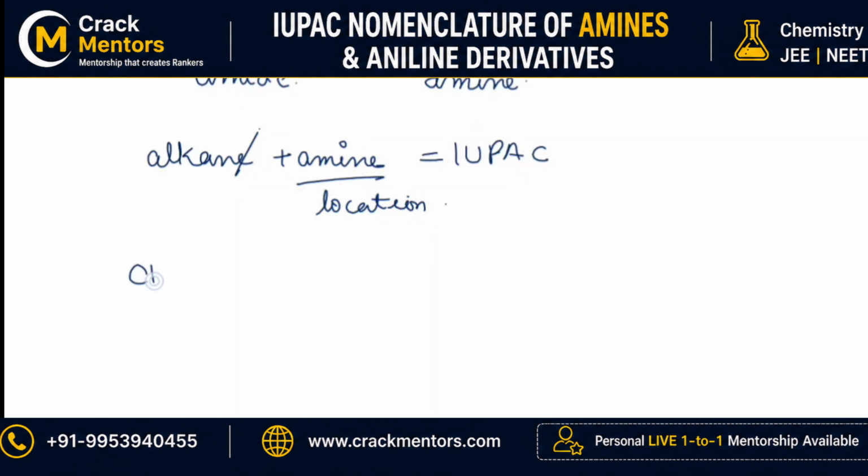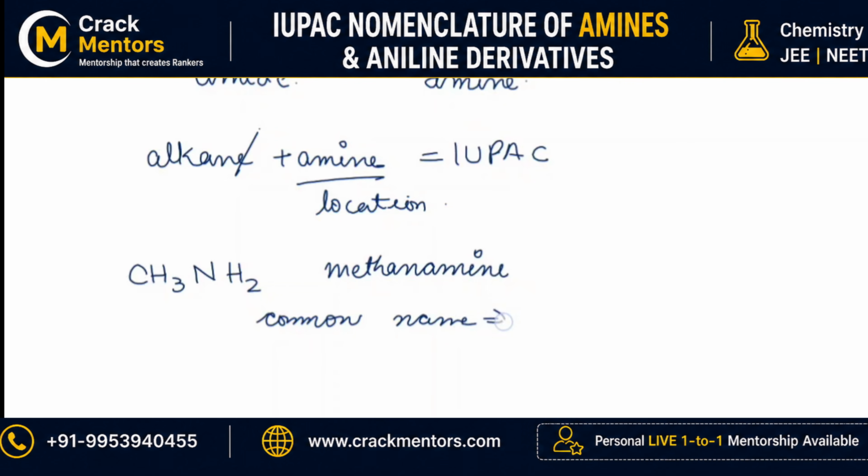So the very first compound in this is CH3NH2. So what will be its IUPAC name? Its IUPAC name will be methanamine, just following the directions for writing the IUPAC. If I ask you the common name, how will you write it? Common names are also very simple: you have to write the substituent as YL and then add amine. For example, in this case, it will become methylamine.